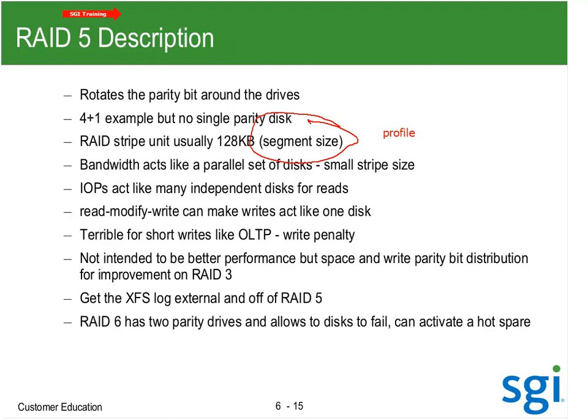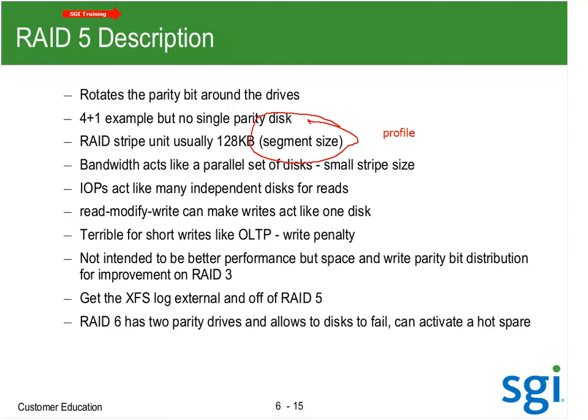RAID 5 is terrible for short writes like online transaction processing because of what's called the write penalty generating the parity. The Oracle database engine at USPS, the Oracle partitions were configured for latency and they were not striped. But the checkpoint file system for TimesTen was meant for large sequential I/O, and that was striped.